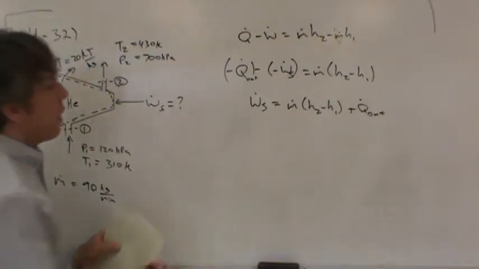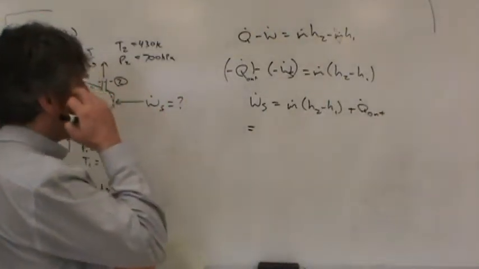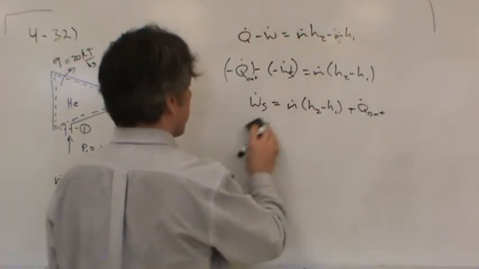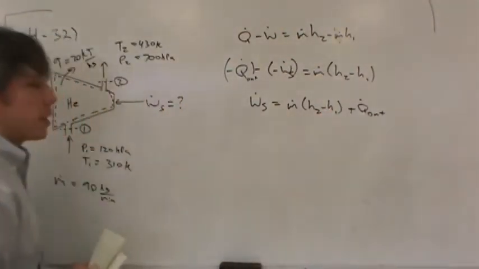Okay. So let's see what we get from this. The mass flow rate is not, well, wait a second, before we plug in numbers, do we have the enthalpy at the entrance and exit?